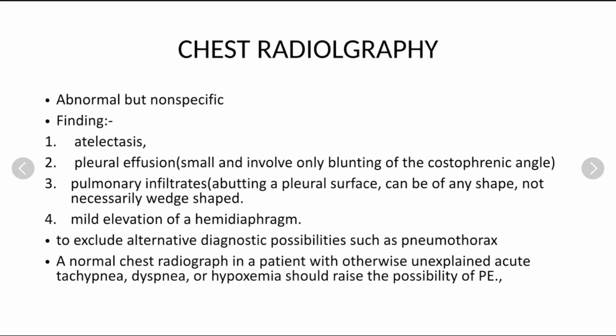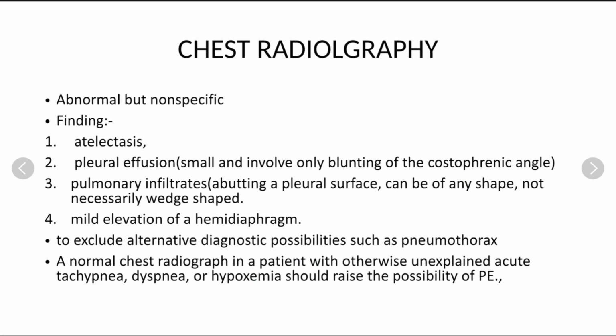Then comes the chest X-ray, chest radiography. They are telling that it is abnormal, but not specific. So what are the findings? Atelectasis could be there, and pleural effusion, which is small and involves only blunting of the costophrenic angle. Then pulmonary infiltrate abutting a pleural surface can be of any shape, not necessarily wedge shaped. Mild elevation of the hemidiaphragm could be there. The X-ray is also done to exclude alternative diagnostic possibilities such as pneumothorax.